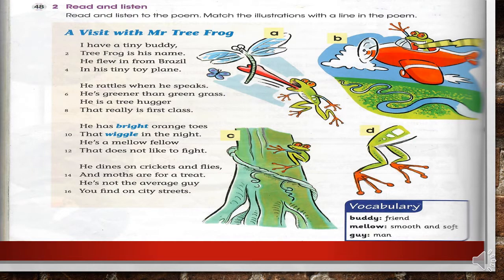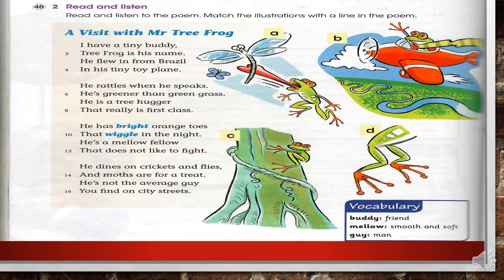Now, here I'll explain to you what are the main points in this poem. Now for verse 1, when the writer said, I have a tiny buddy, buddy here means a friend. And his name is Tree Frog. He flew in from Brazil because red-eyed frogs basically live in the rainforest, and Brazil is a country of a rainforest. Now, he rattles when he speaks.